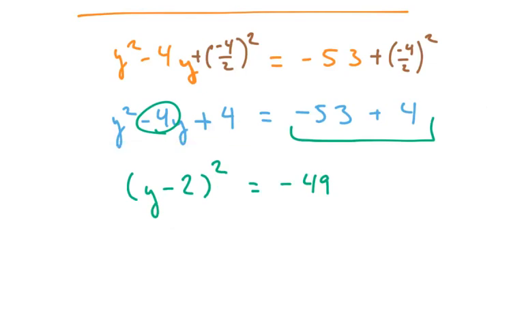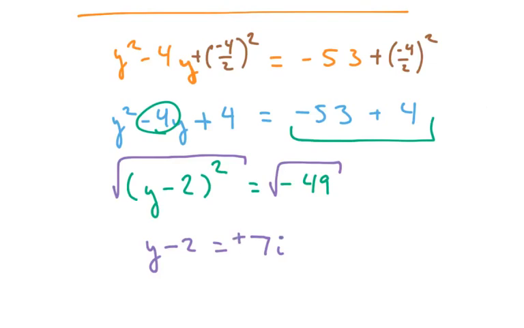Well, from here, I'm going to take the square root of both sides. So this becomes y minus 2. And on the other side, now remember the square root of 49 is 7, but because it's negative, the square root of a negative becomes i. And then we also have to remember that it's plus or minus. So I have y minus 2 equals plus or minus 7i.